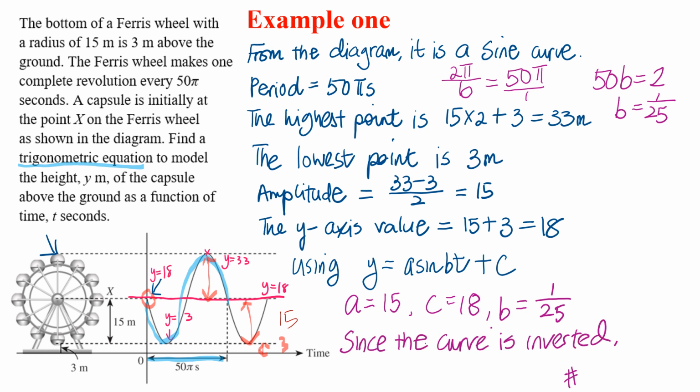And because the curve is inverted, your a must be negative 15. Okay, this one I should not put a equals to 15. A is negative 15, because the curve is inverted. Amplitude is 15. Amplitude is always positive, but a can be negative or positive depending on the shape of the curve. Here your curve is inverted, therefore a is negative 15. Right, so this is how you do it. It's not very difficult.